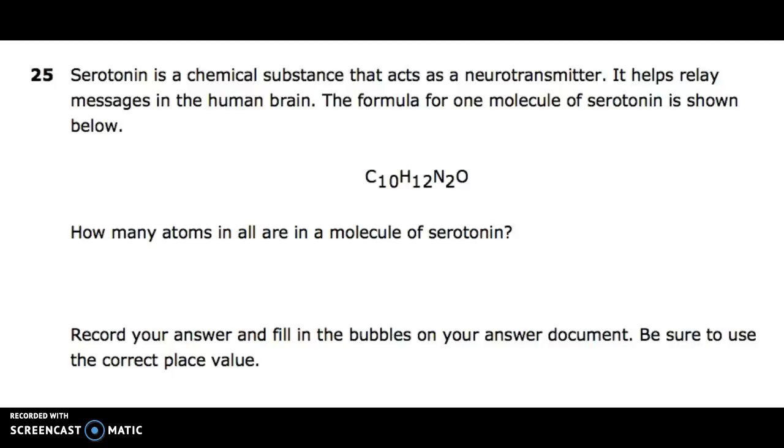Number 25. Serotonin is a chemical substance that acts as a neurotransmitter. It helps relay messages in the human brain. The formula for 1 molecule of serotonin is shown below. How many atoms in all are in this molecule of serotonin?